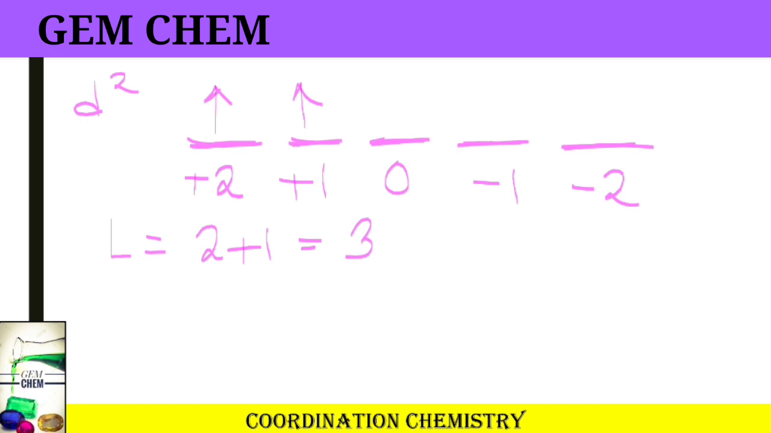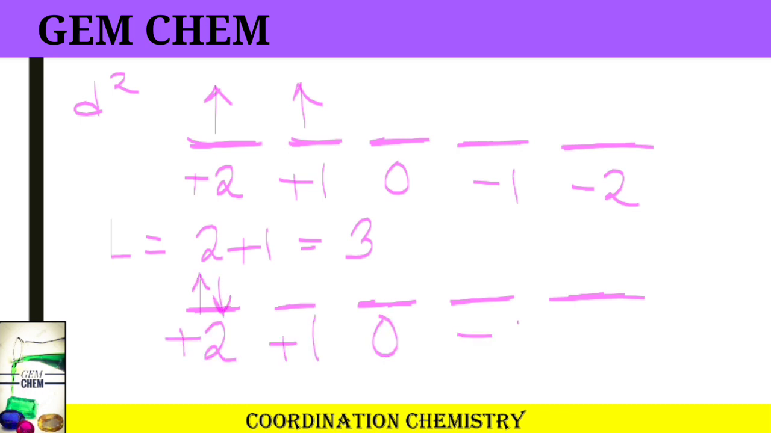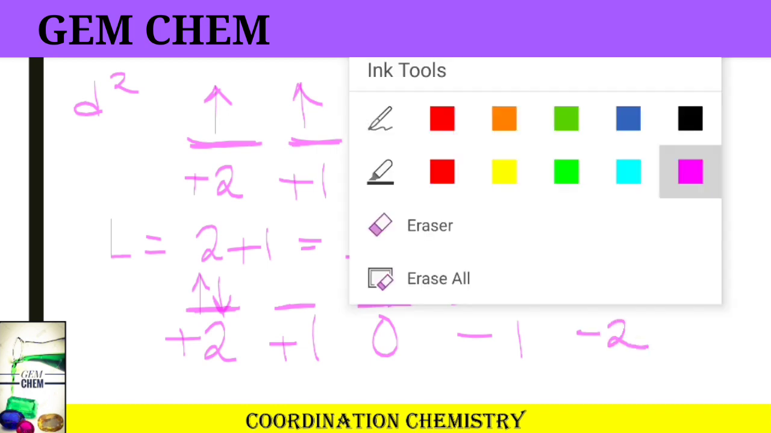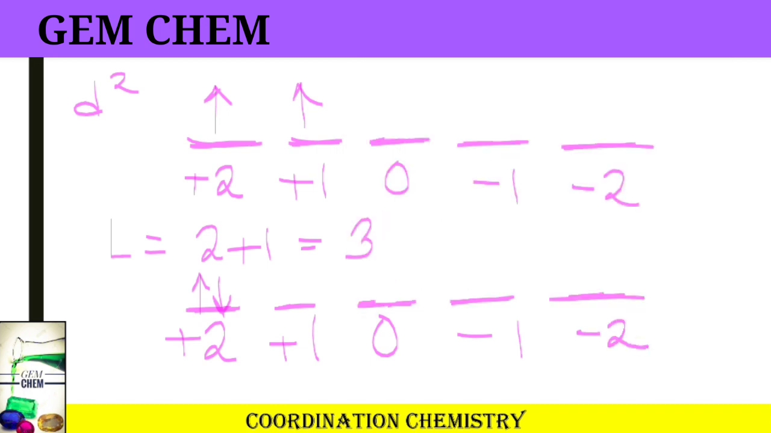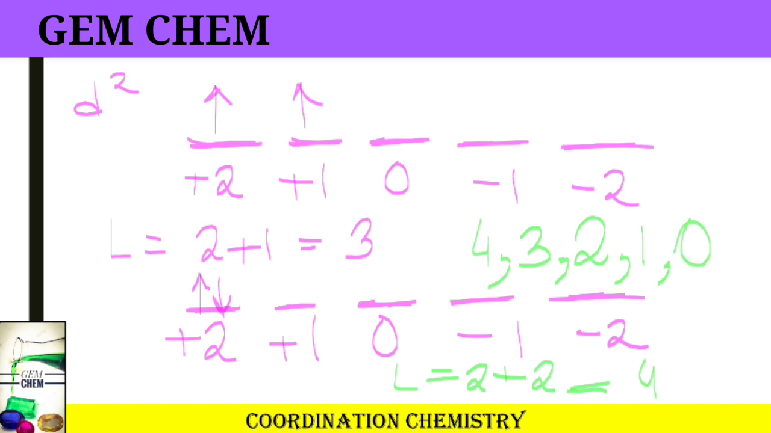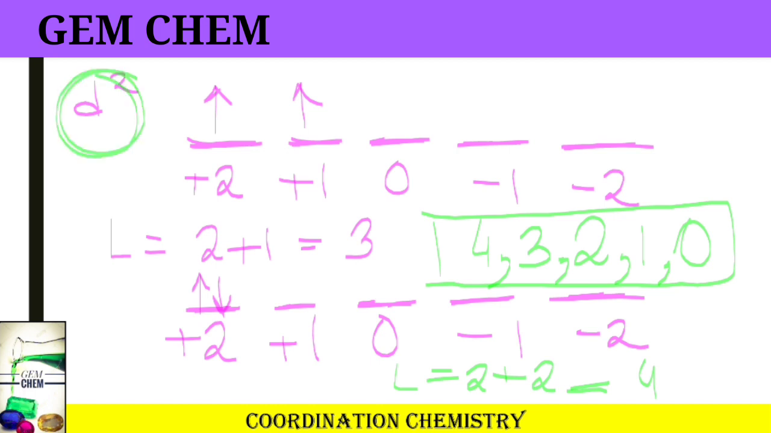Now if you try to put the two electrons in the first one, then this will be the maximum, as a result of which you are getting another value as L equal to 2 plus 2, which is equals to 4. Once you get 4 and 3, you can write down the other values, which is 2, 1 and 0. So these are the values corresponding to D2 configuration, right?